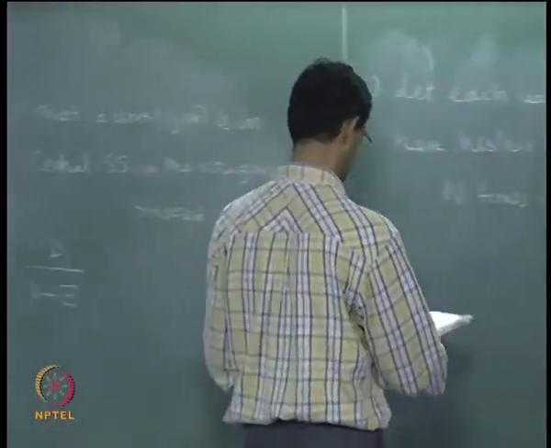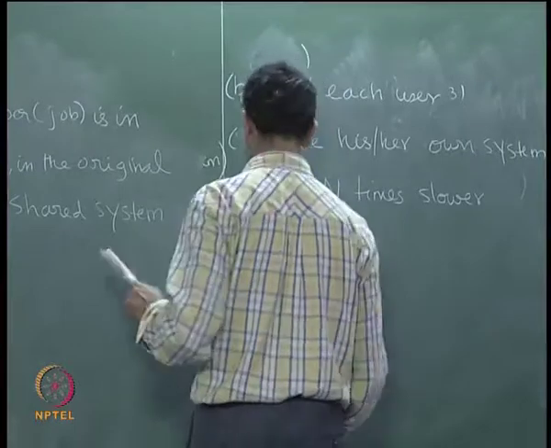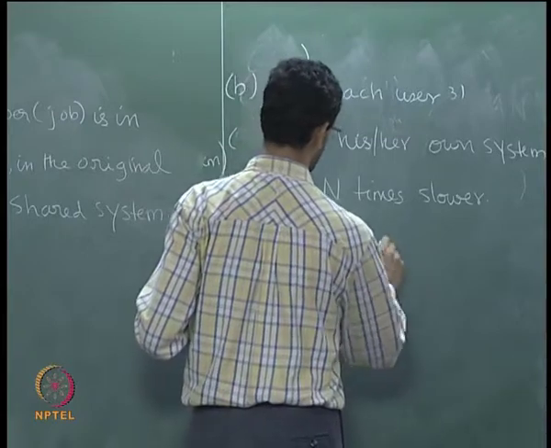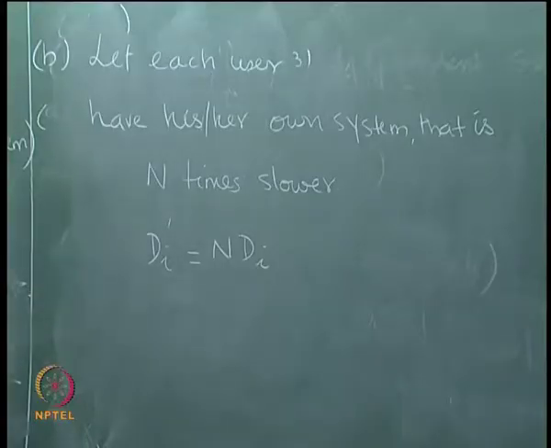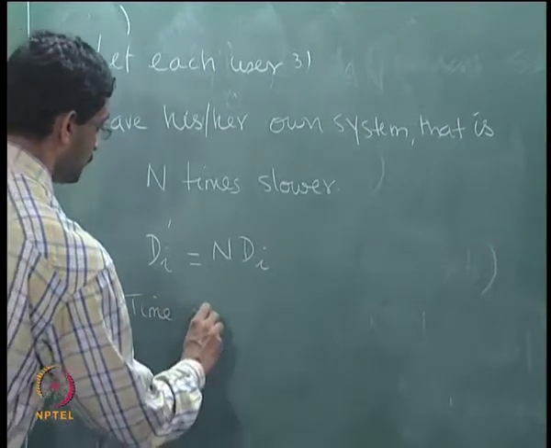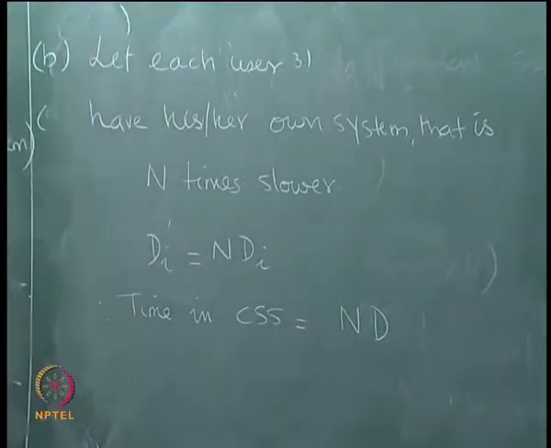So D i dash becomes n into D i in this new system, because each device is n times slower and therefore S i is also slower, but your V i does not change. The number of visits to every device stays the same, therefore it should be n times. So the total time taken to process will be n times the original time. So the time in the CSS equals n into D.